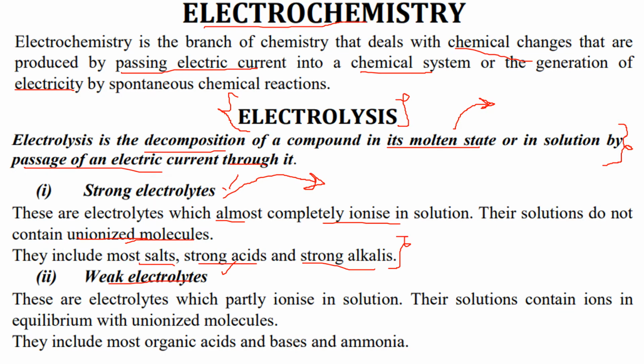Now the weak electrolytes are going to be the opposite of the strong electrolytes, where we are going to say that weak electrolytes are those electrolytes which partly ionize in solution, and therefore their solutions are going to contain ions that are present in equilibrium with the unionized molecules. So they are going to include most of the organic acids, together with bases and ammonia. Now ammonia is the only inorganic base that is a weak electrolyte, but others are going to be organic substances. Most of the organic acids are weak electrolytes, as we are going to be looking at that in detail.